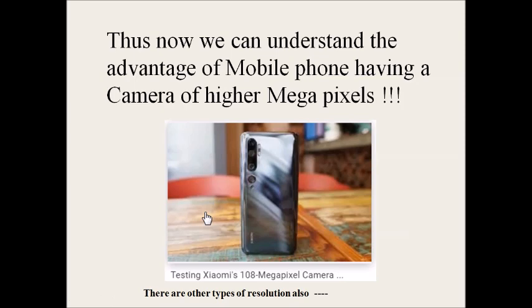So now we can understand the advantage of having mobile phones which have higher megapixels. We can certainly get better photographs or good quality images in a camera with higher megapixels. So in this lecture, along with pixels, we discussed spatial resolution. We'll be talking about the other types of resolutions in the next lecture. Thank you.